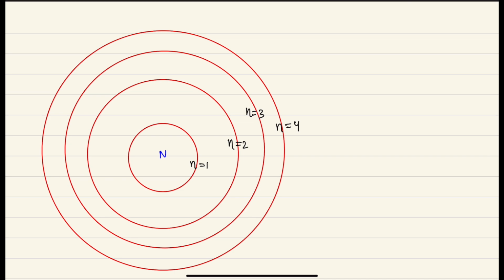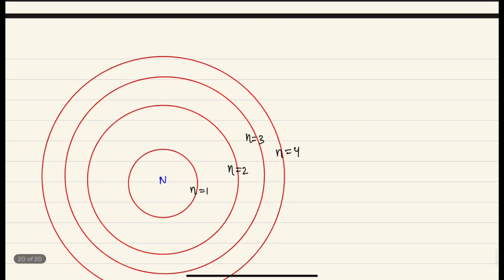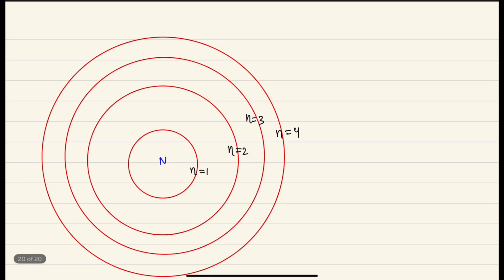Right. And this n equal to 1, 2, 3, 4, 5, and this is also labeled as K shell.